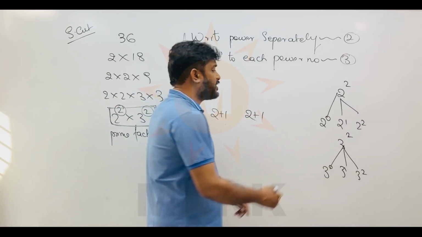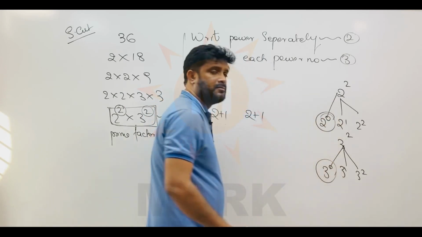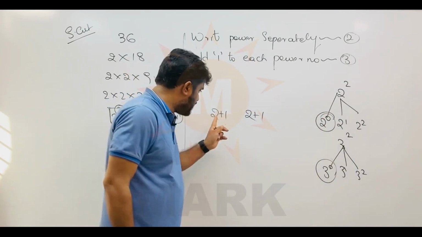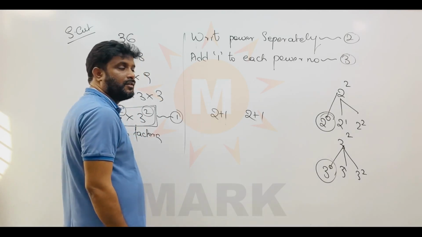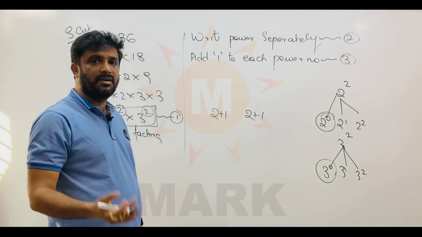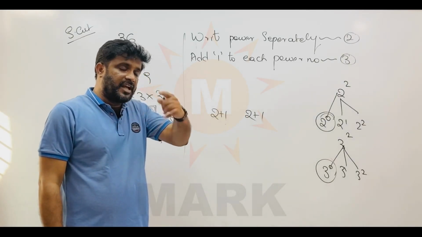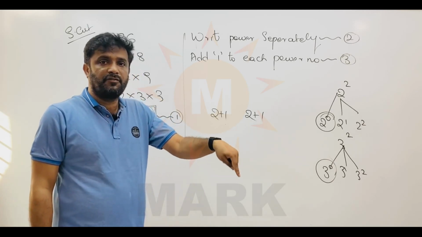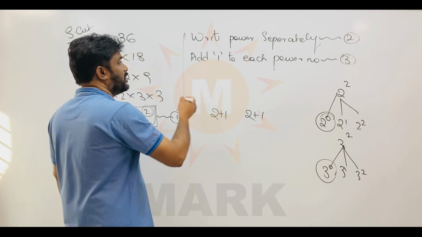That extra factor 1, which we are writing as power 0, is nothing but this plus 1. Okay, what is this plus 1? Why are we writing this plus 1? Because every time we are reminding, boss, 1 is also a factor, please include it.